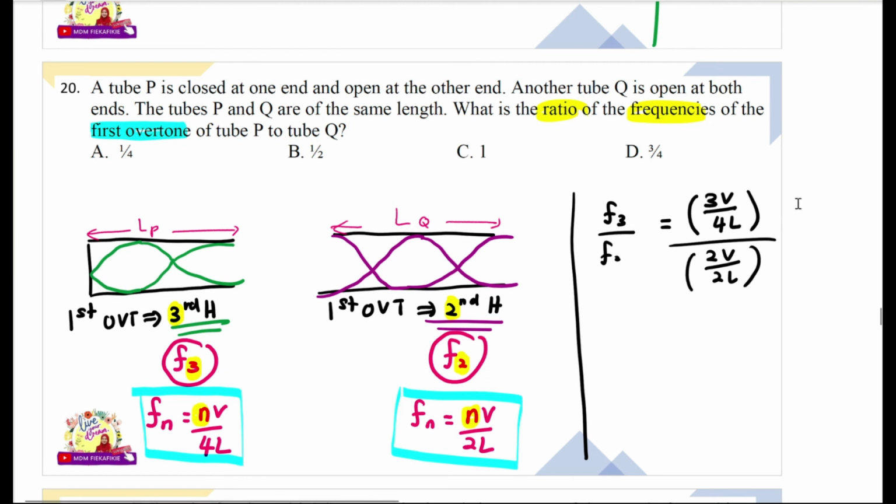Okay, soalan dah kata L dia sama kan? Okay, so kita boleh kira lah. Saya rearrange balik. 3V over 4L darab 2L over V. Okay, so the speed of sound sama, L sama, so the ratio now is equal to 3 over 4. And the answer is D. Okay, so finish question 20.